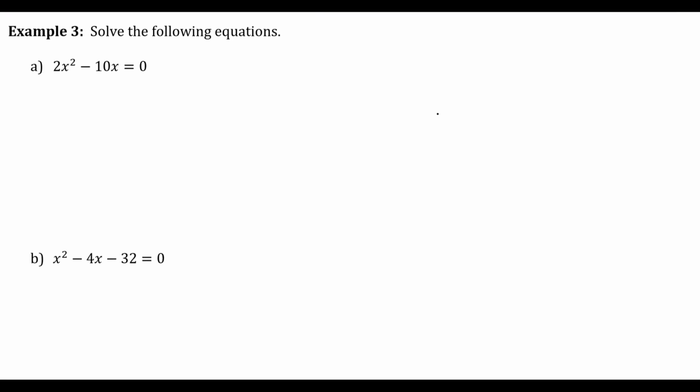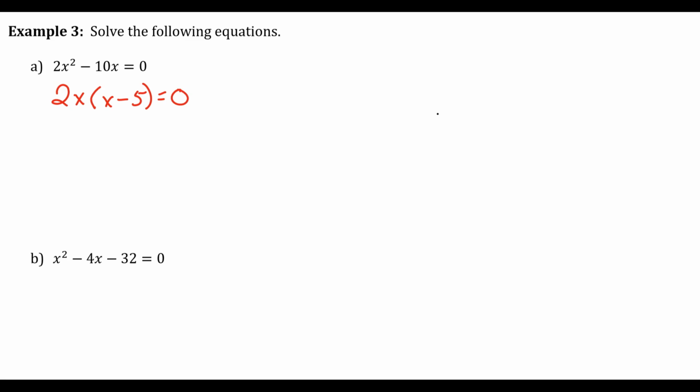So let's look at 2x squared minus 10x is equal to 0. The first question to always ask yourself is, is everything on one side of the equal sign, leaving us just with a 0 on the other side? Yes, it is. So the second question is, can I factor anything out of all the terms? Looking at 2x squared minus 10x, I can factor out a 2 and an x, leaving me with x minus 5. That equals 0.